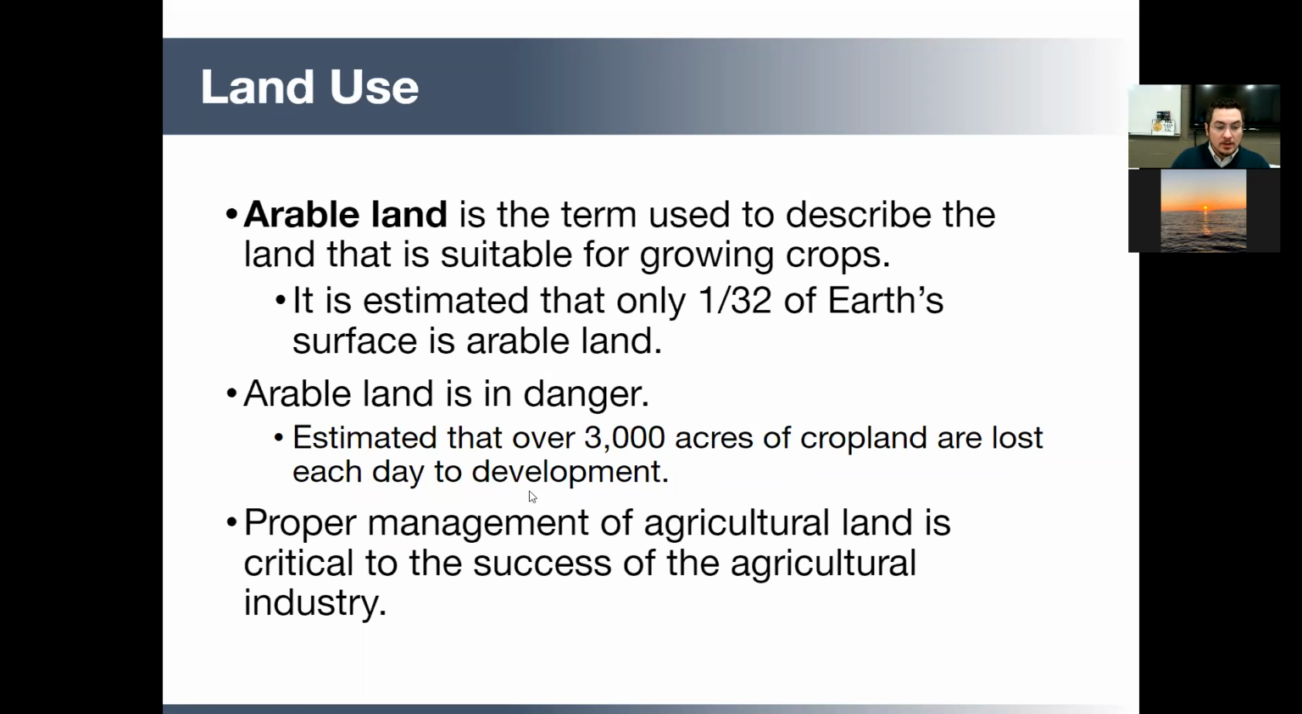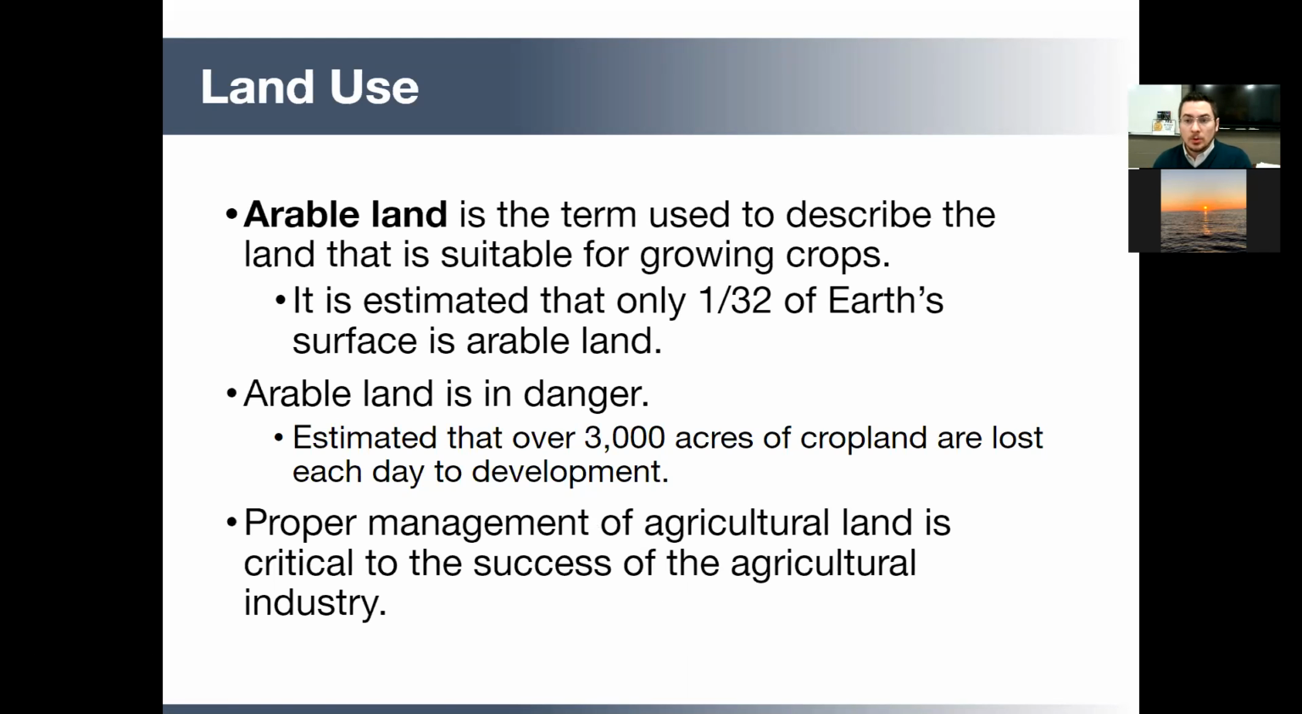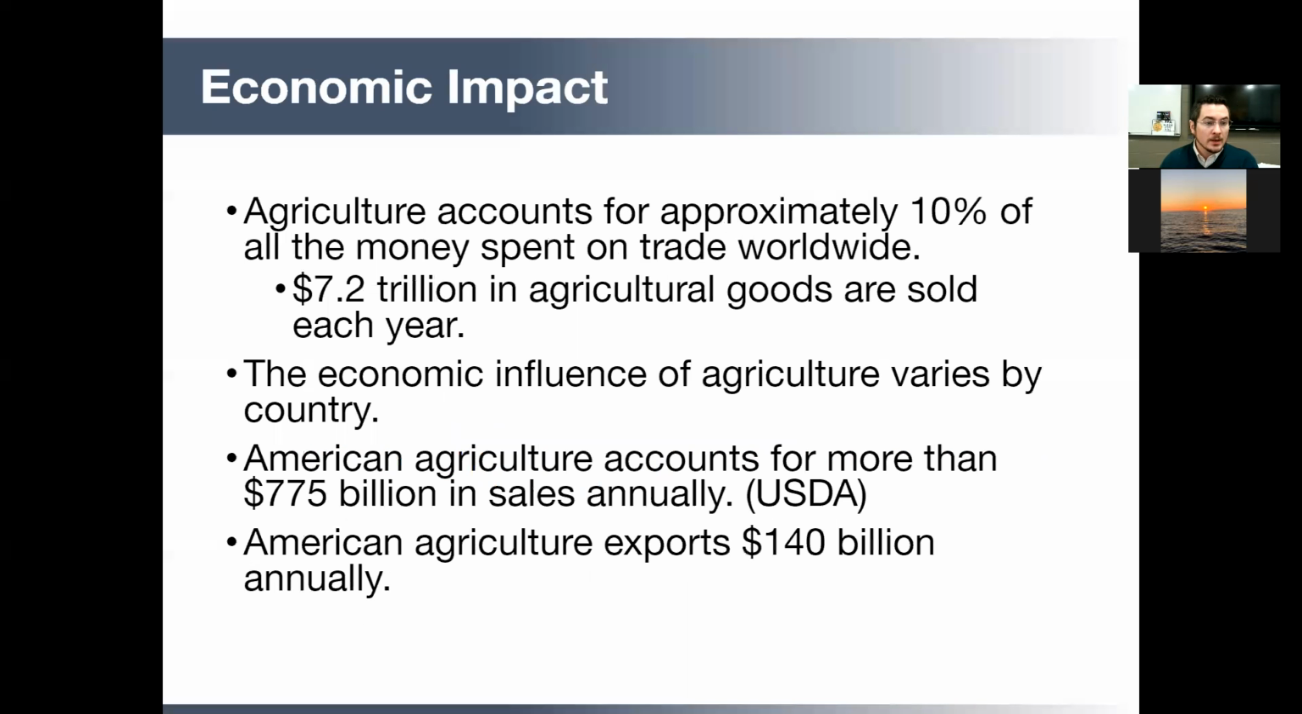Because there is so much development with populations rising everywhere around the world, we are in danger of losing more and more of that arable ground. So it's important that we're managing that ground properly, and that we're using it in the way that we need to continue the agricultural industry as we know it.